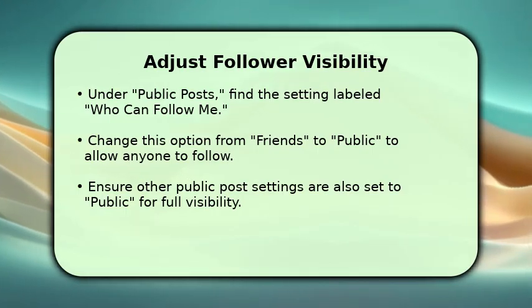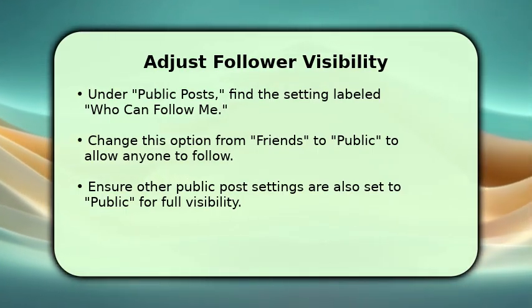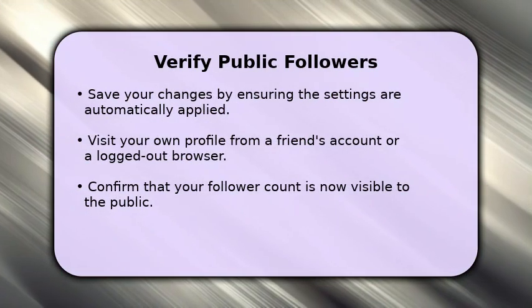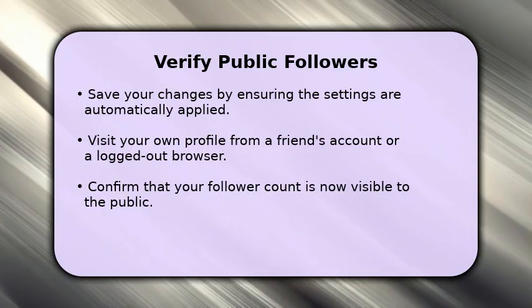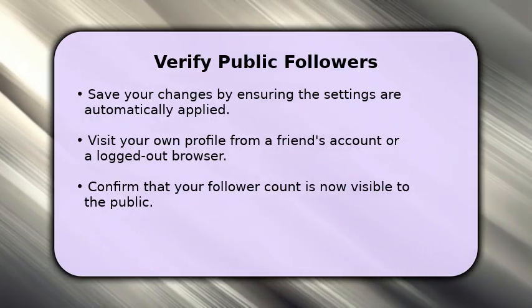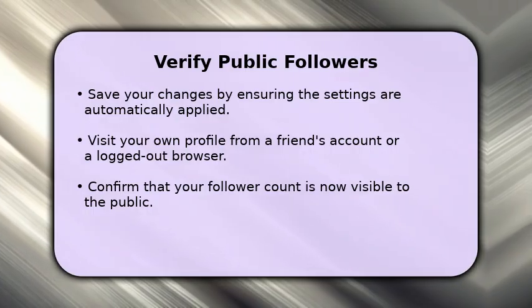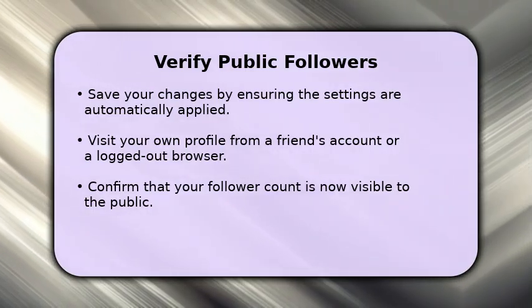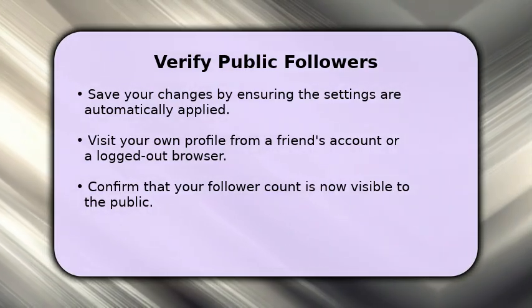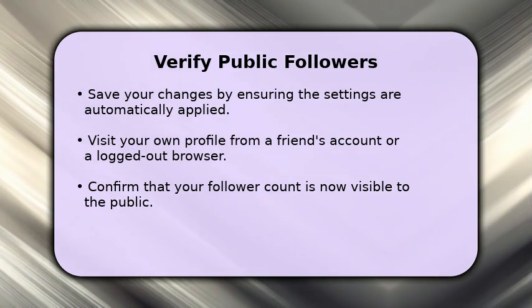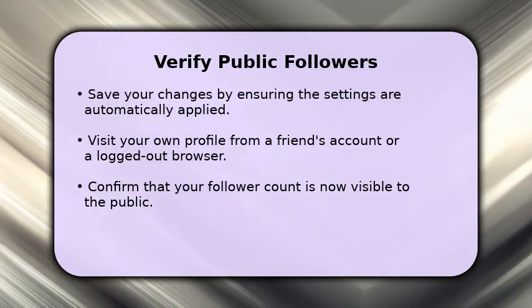Double-check that other related public post settings are also set to Public for maximum reach. After making these adjustments, Facebook typically saves changes automatically. To verify, log out of your account or ask a friend to view your profile. Check if your follower count is now displayed publicly on your profile page. This confirms that your settings have been successfully updated.